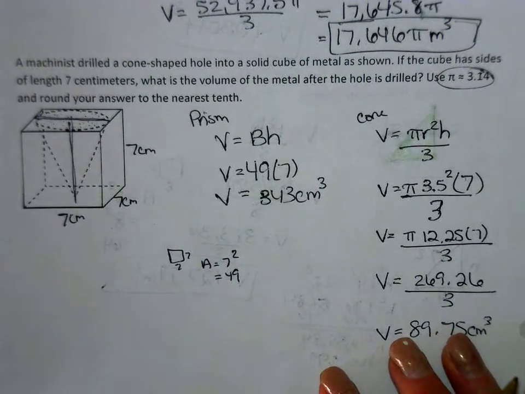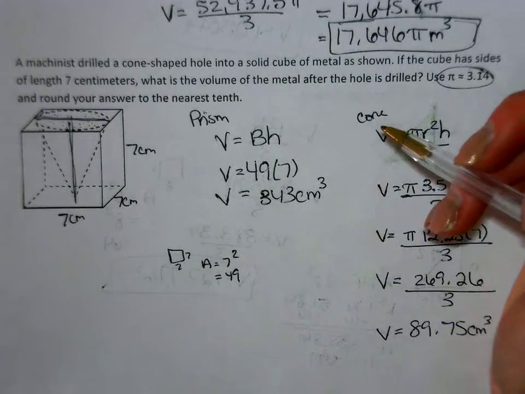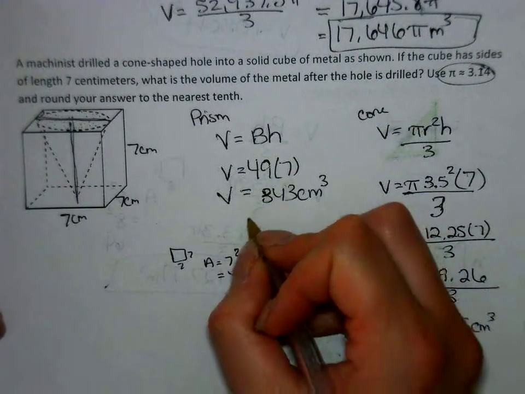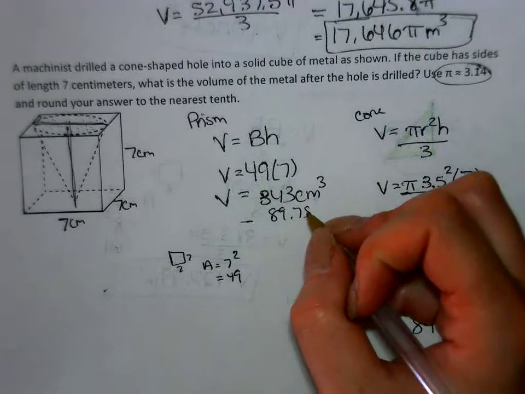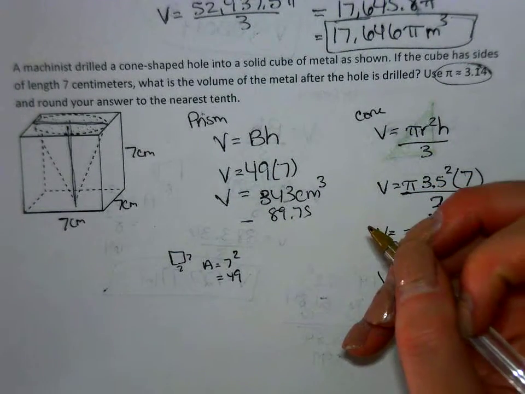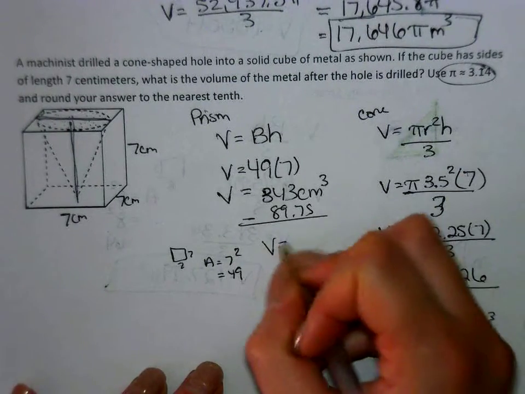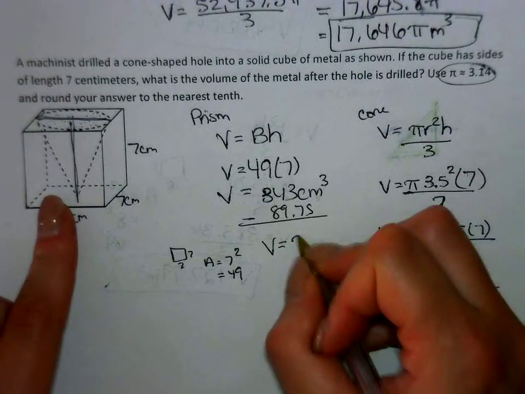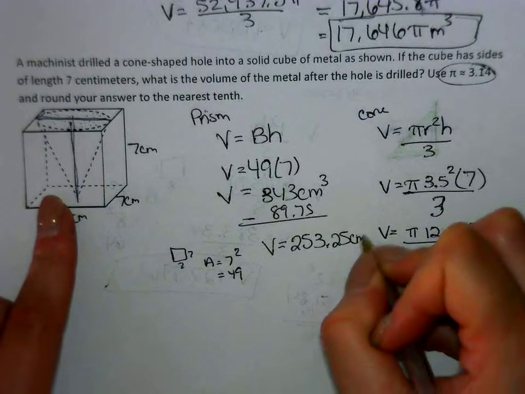So lastly, the cone is what we took out when we drilled into the metal. So we subtract the 89 7500ths from the 343. The volume of what's left of our metal cube is 253 2500ths centimeters cubed.